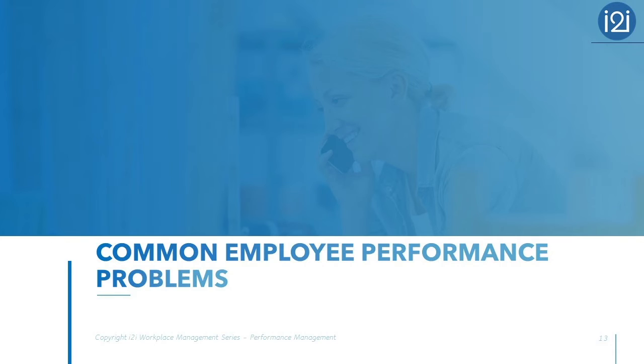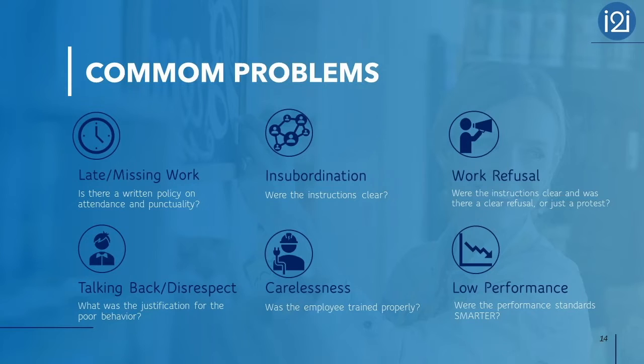Here are some tips for dealing with common employee performance problems. Many supervisors and managers have employees who are late or they miss work. The first question you'd want to ask is: is there a written policy on attendance and punctuality? And was the employee informed of the policy? Were there definite guidelines in terms of violations for attendance or tardiness rules? And what were the stated consequences of each violation?